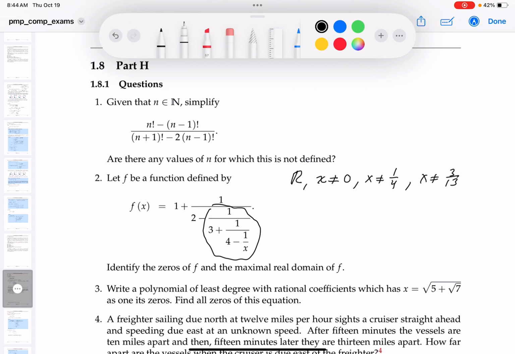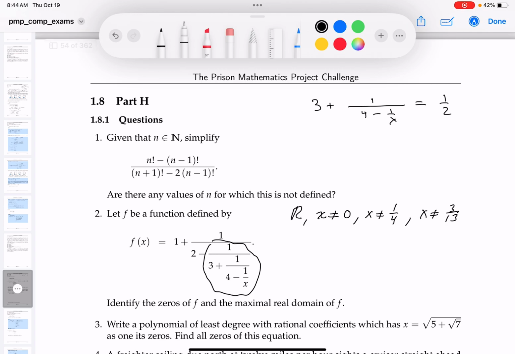And what does that really mean? It means that 3 plus 1 over 4 minus 1 over x can't be 2, so 4 minus 1 over x can't be 1/2. Because for 1/2, you get 1 over 1/2, which is 2. That doesn't look too bad to do. I'm going to do it in pieces, by the way. Again, I know it's painful and tedious. I'm going to subtract 3 from both sides. And what do you get? You get 1 over 4 minus 1 over x equals 1/2 minus 3, and 3 is 6/2, by the way. That's minus 5/2.